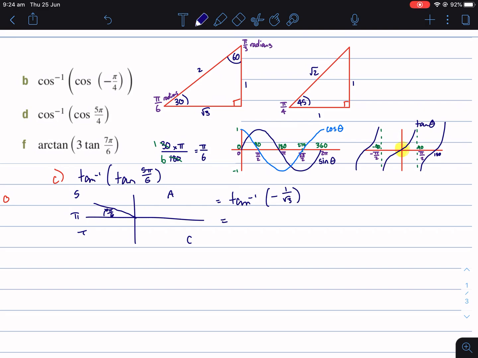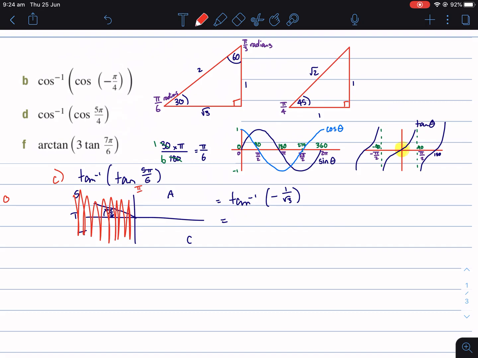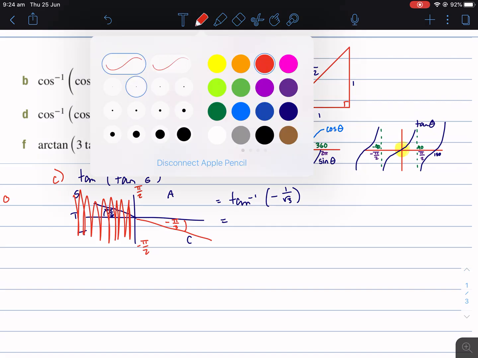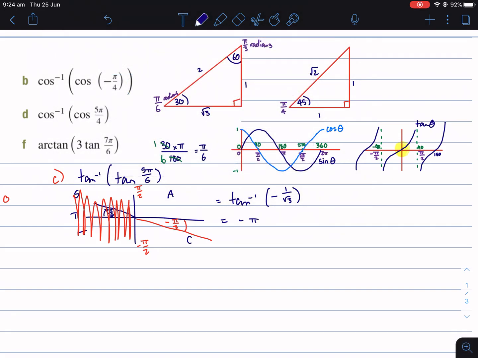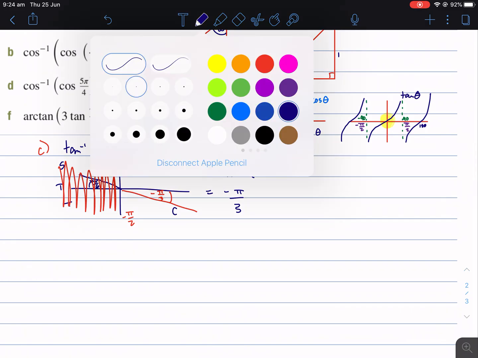Now, if we're trying to do arctan of negative 1 on root 3, don't forget for arctan, same deal with arcsine, we want to be between pi on 2 and negative pi on 2. So if I'm getting negative 1 on root 3, it means I must be down here, and it must have been 60, so pi on 3, and it's going to be negative pi on 3. Of course, you could just chuck all these in your calculator.